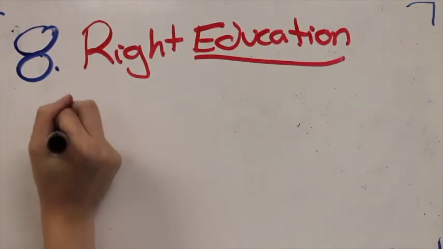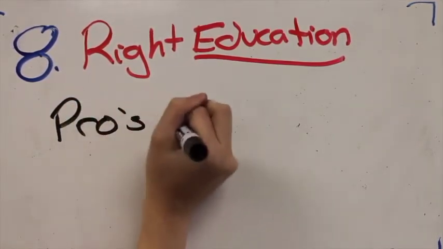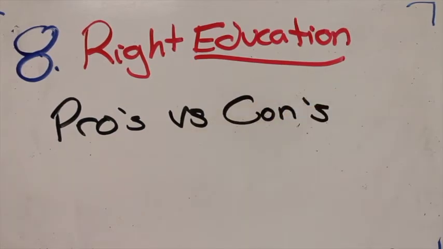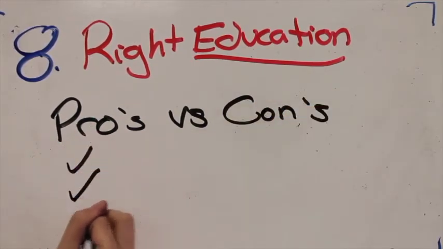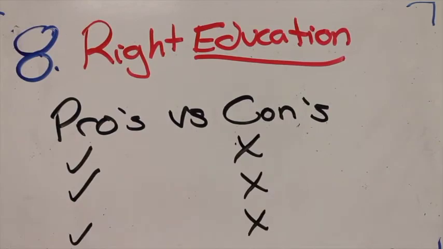The eighth right of medication administration is the right education. The patient needs to be informed of what they're taking and know all of the risks and benefits of their medication so that they can make an educated decision on whether the medication is the proper medication for them.